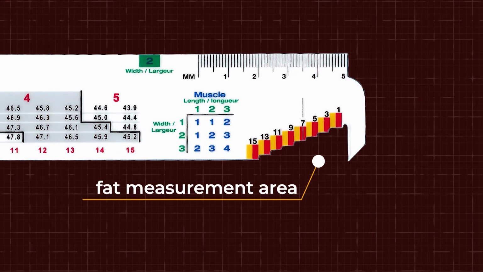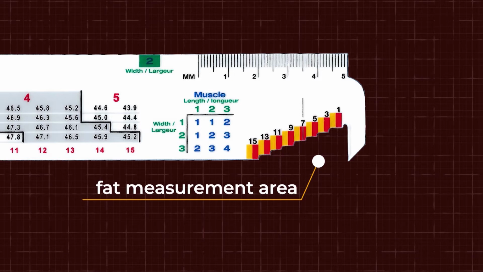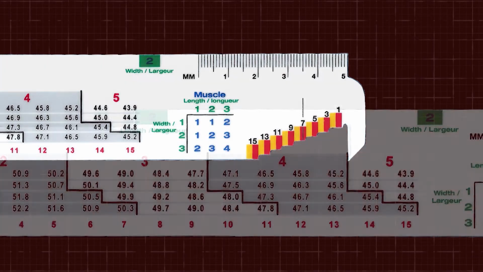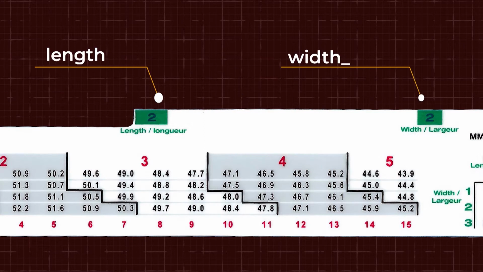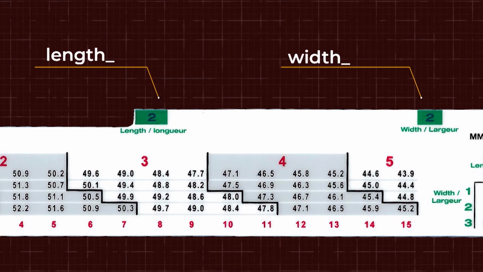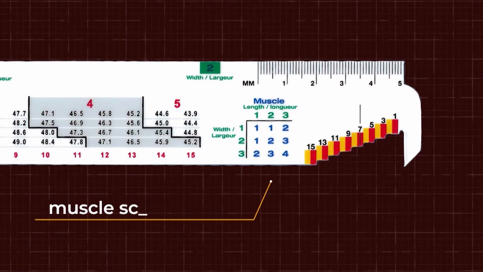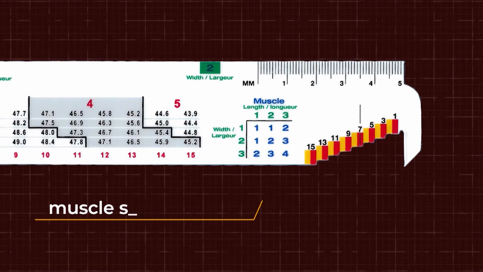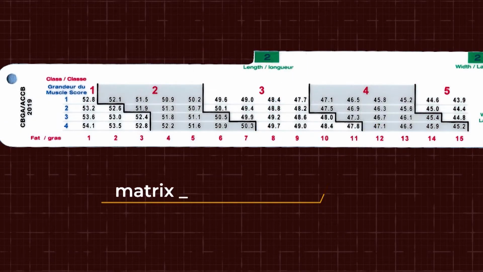As you can see, the new ruler has a fat measurement area, an area that calculates ribeye length and width, and also a part that provides assessment of muscle score and a matrix of yields.